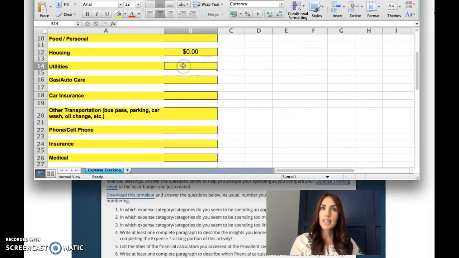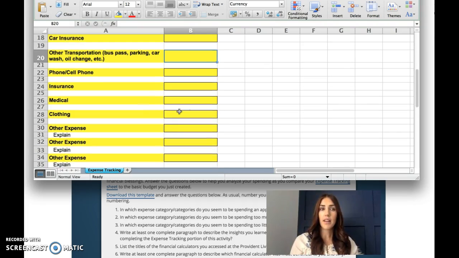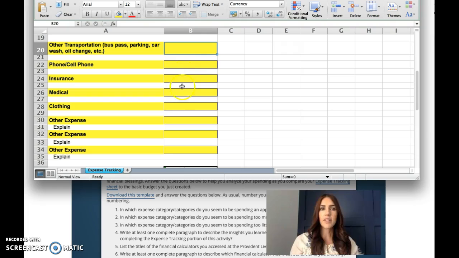Did you have to pay utilities this month or that week? Did you have to buy gas? Or let's see, what else? Auto care, the oil changes down here, other transportation. If you have a bus pass, you have to pay the bus each week. How much do you spend there? So you'll just see that there's different things.